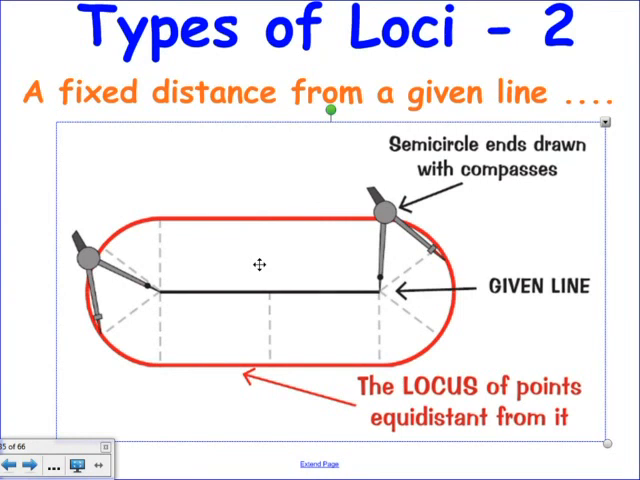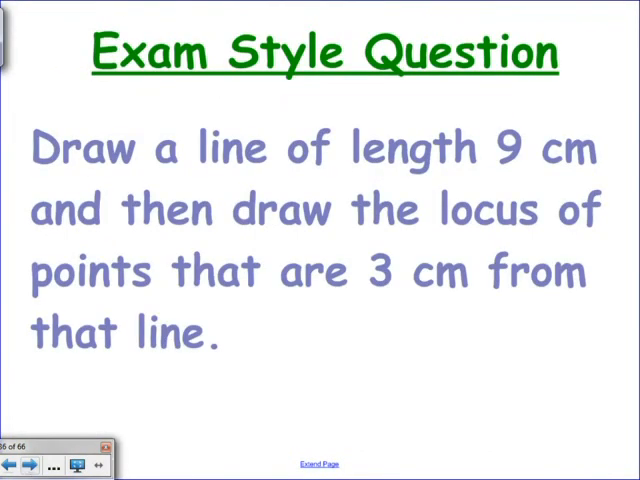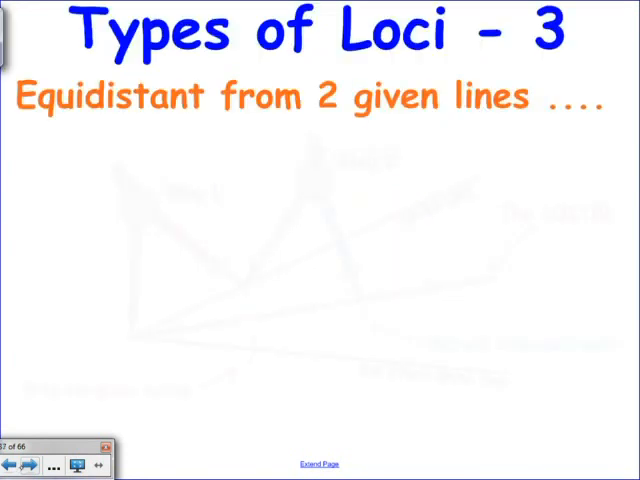Okay, so what I'd like you to do is create the loci of points around a line that is 9 centimetres long, and each of those points needs to be 3 centimetres away from that. That was the tricky bit.